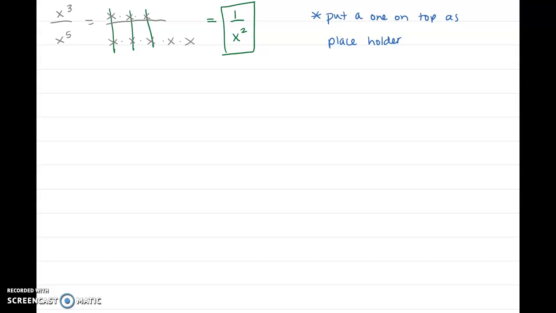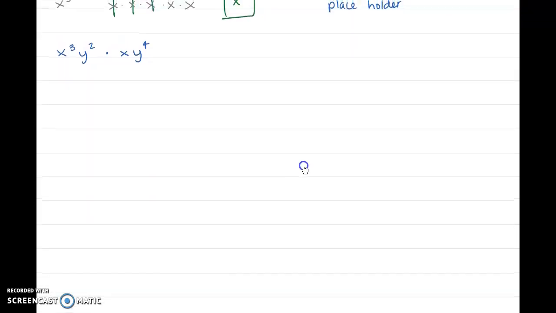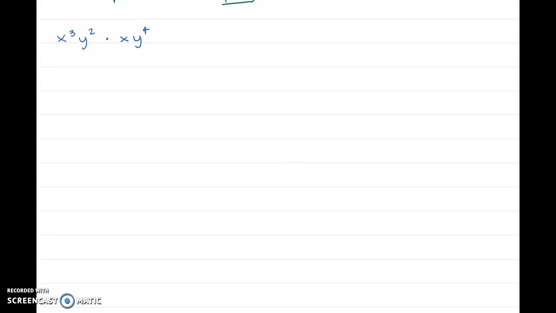So now let's rock your brain a little bit. What if I have multiple variables in the same problem? So if I have x to the third, y squared multiplied by x and y to the fourth. This might seem scary because you have x's and y's in the same problem, but it's actually quite simple. Since this is all being multiplied, it doesn't really matter the order in which you do things. So you can kind of group the things that you need together.